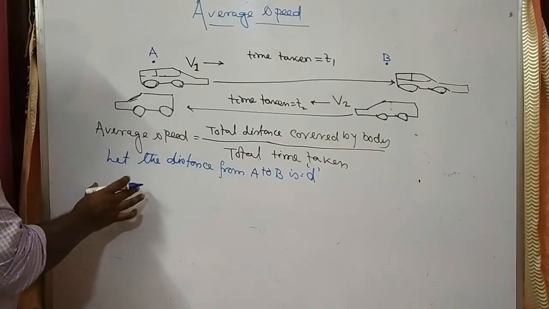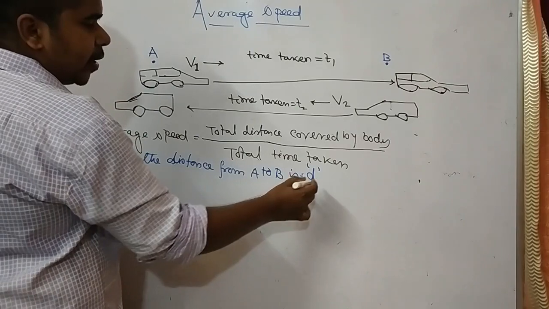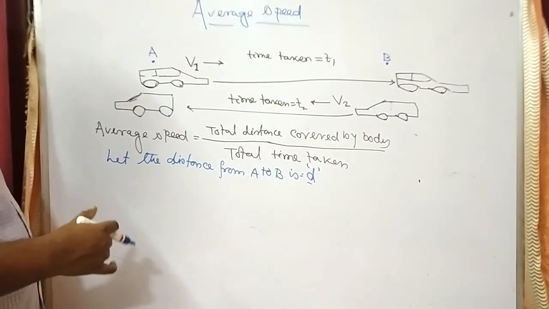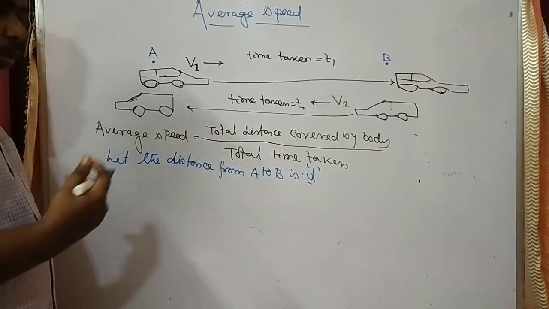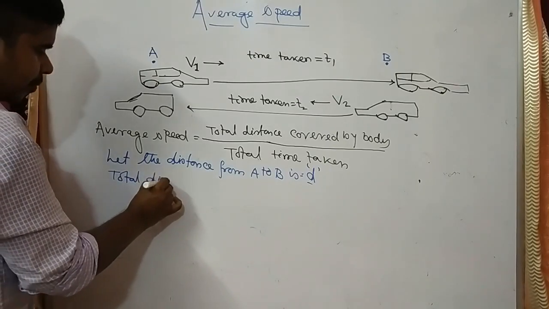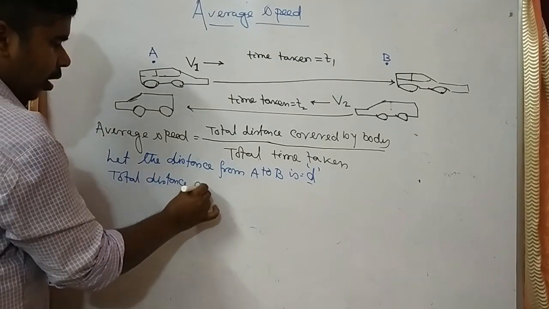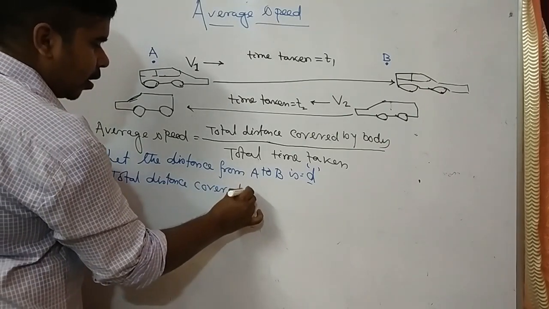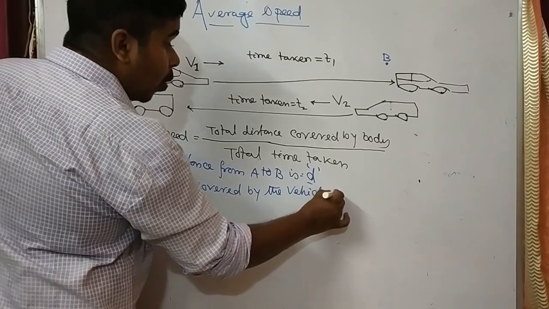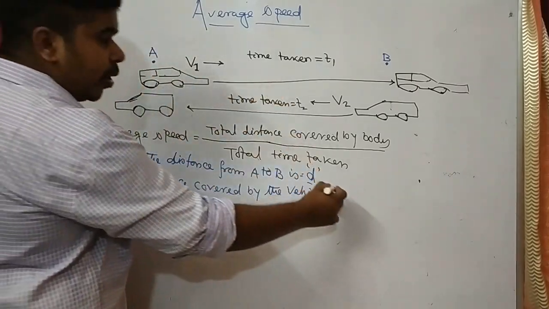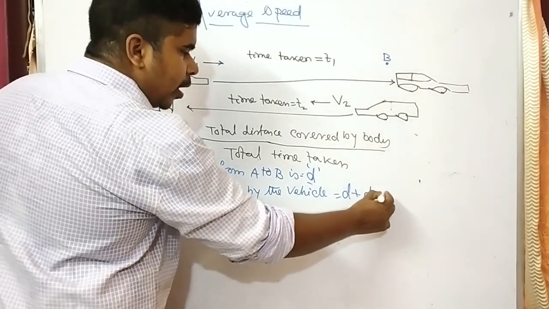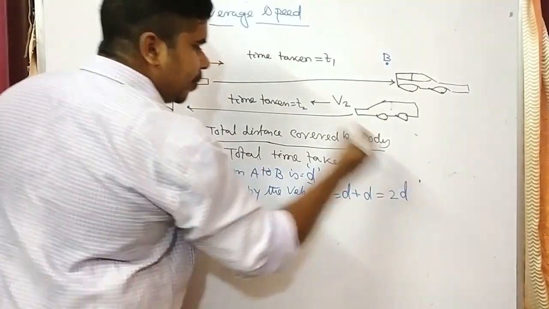Whenever it goes from A to B, it covers a distance D, and when it returns from B to A, it again covers a distance D. So if it is asked what is the total distance covered by the vehicle, at the time of going it is D, at the time of coming it is also D. So total distance covered is 2D.